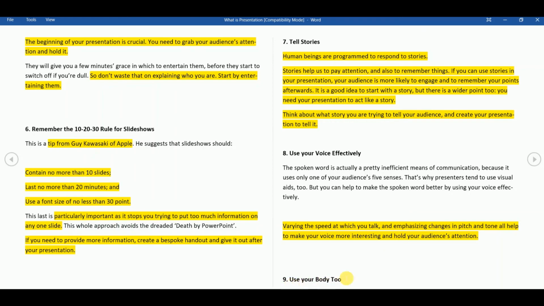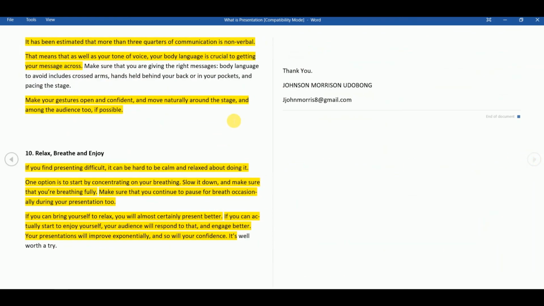So you can use your body too. It has been estimated that more than three-quarters of the communication is non-verbal. That means that as well as the tone of your voice, your body language is crucial to getting your message across. So make your gestures open and confident, and move around the stage and among the audience too, if possible.